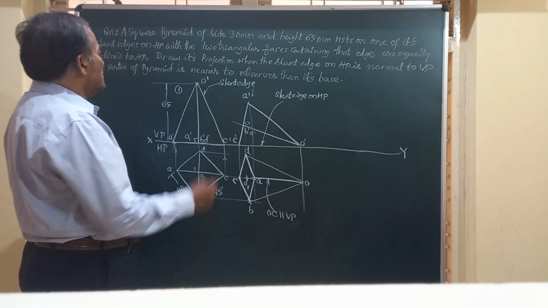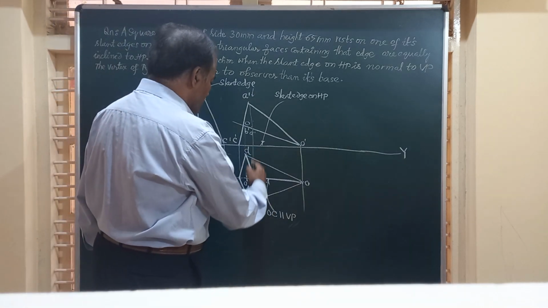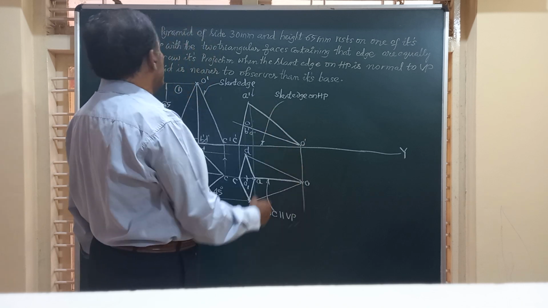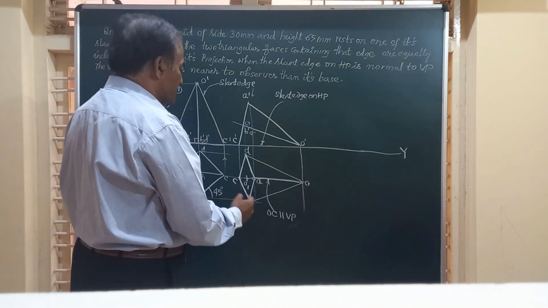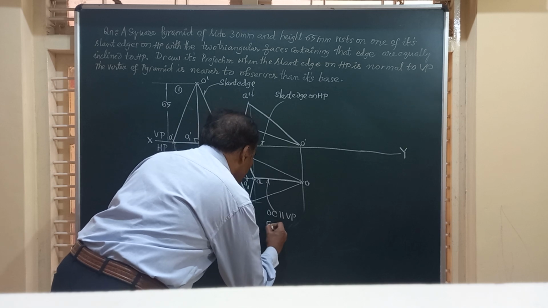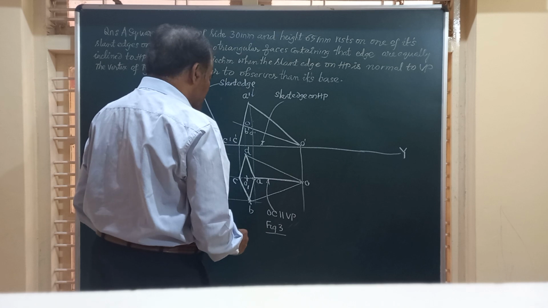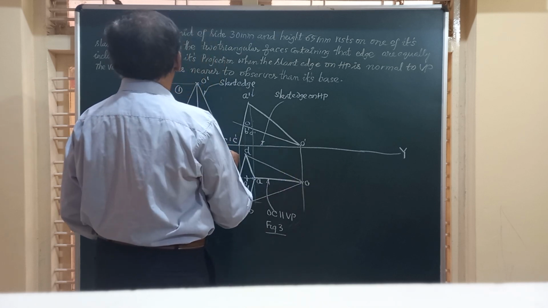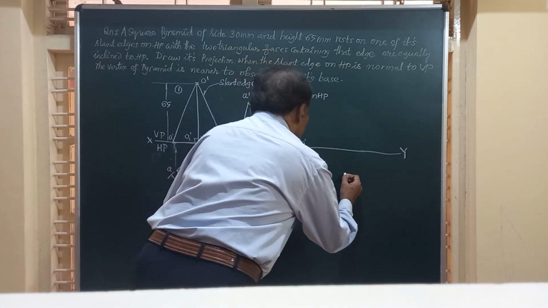Now friends, draw its projection when this slant edge, that is OC, is normal to VP, means perpendicular to VP. The vertex of the pyramid is nearer to the observer. That is to say, we have to redraw this figure number 3 as figure number 4, in which this OC becomes perpendicular and the vertex of the pyramid is nearer. So I am going to redraw this figure here, friends.